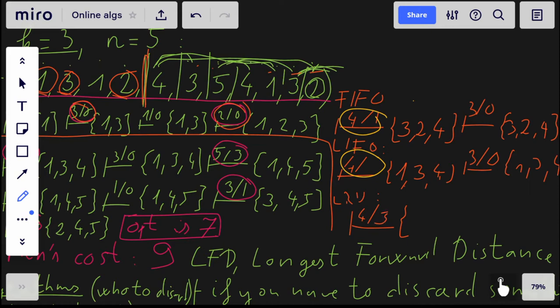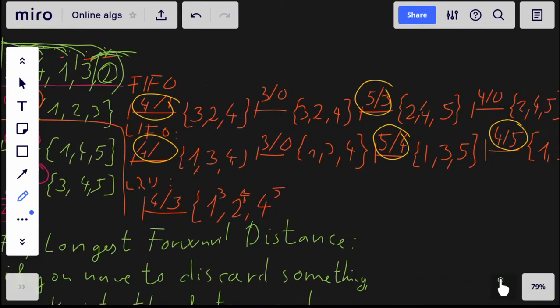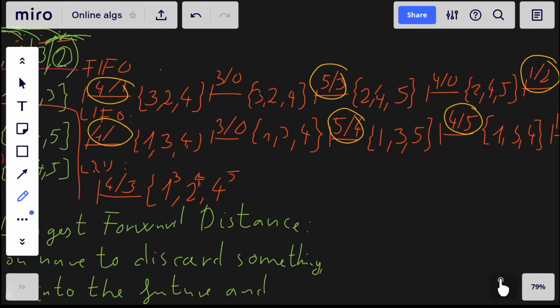Now here I'm managing timestamps, so 1 was last accessed in the third step, and 2 was accessed in the 4th step, and then 4 was accessed in the 5th step. Okay, so these superscripts are just timestamps indicating when a given element was last accessed in the cache.